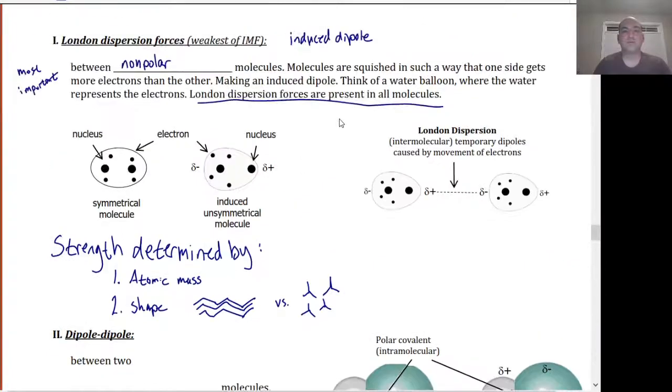So that's your dispersion forces. So we are determining their strength by the size and the shape. And they're most important when we can determine that a molecule is totally nonpolar and doesn't have any kind of polar interactions.